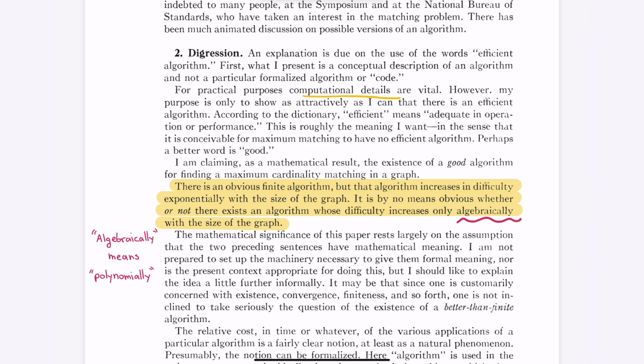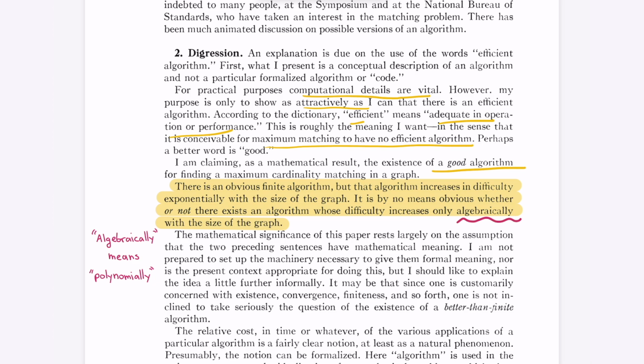Practical purposes, computational details are vital, right? Efficient used to mean adequate in operational performance. In the sense that it is conceivable for maximum matching to have no efficient algorithm, right? So this is still many years before this NP-hardness stuff. So he's kind of grasping at how to describe it. We might not get an algorithm, right? So he's claiming as a mathematical result the existence of a good algorithm. These all seem kind of obvious in hindsight, but this was not standard language back then, right?